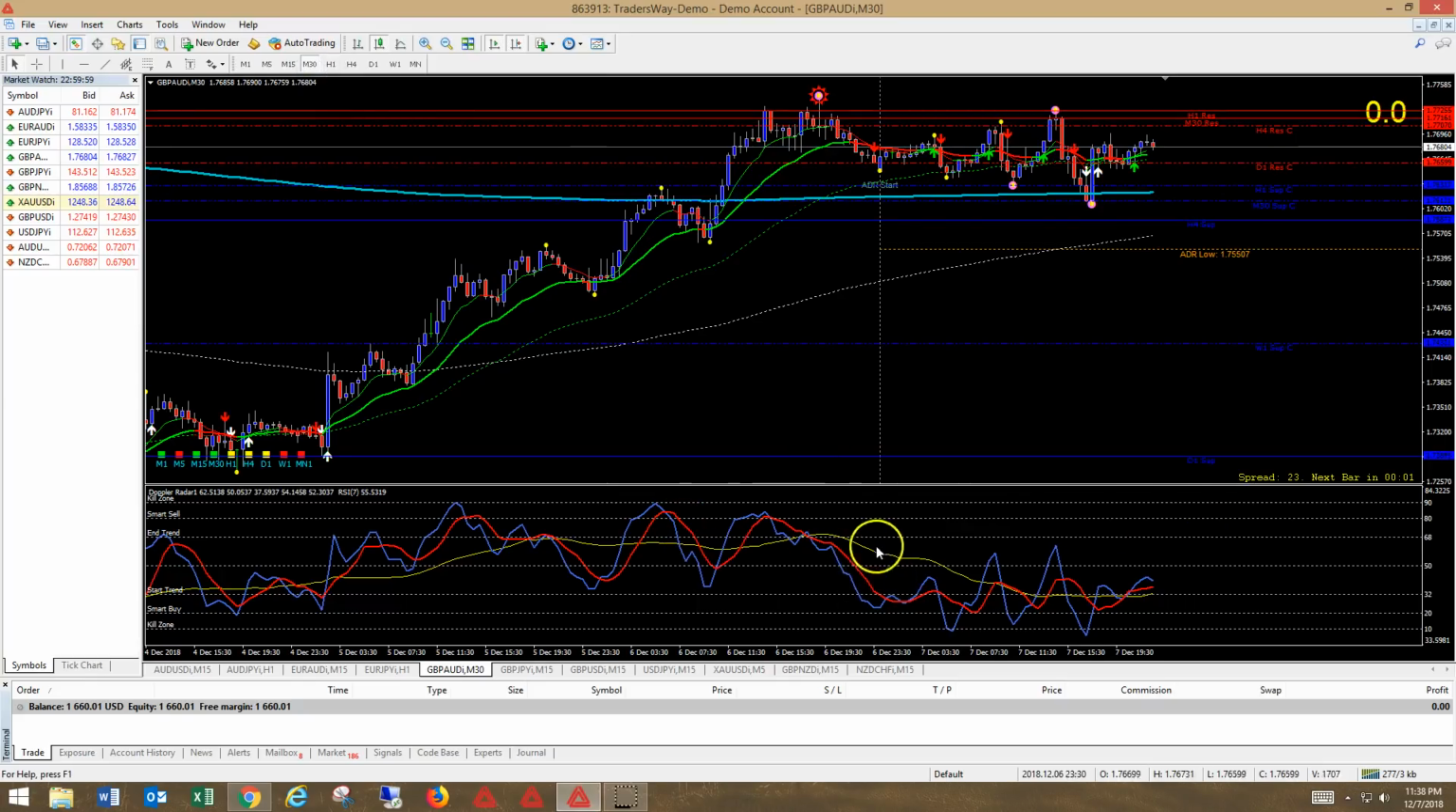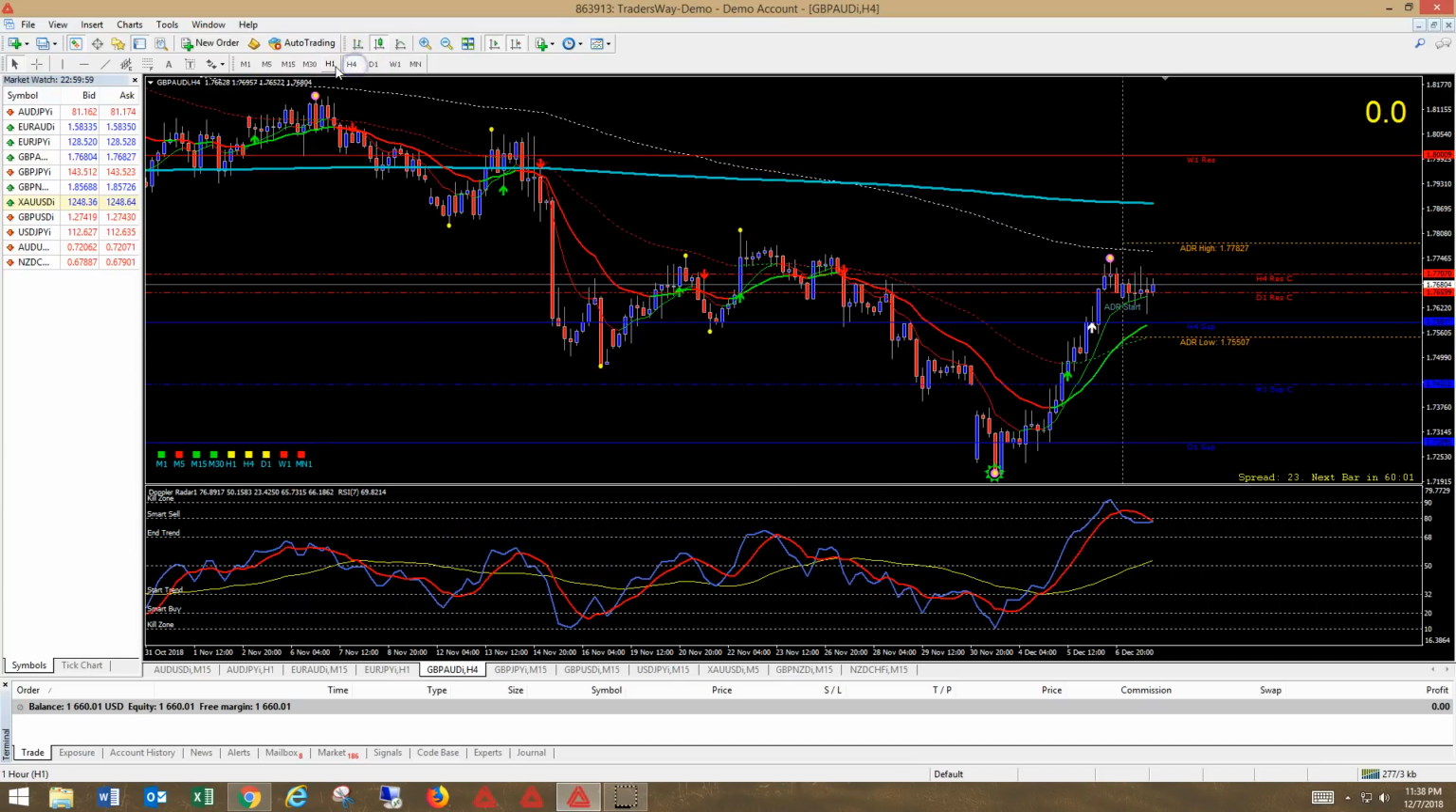Like I said, a lot of times price will just come to this 68 and you can catch a good sale from here, or it might just come to this 32 and you can catch a good buy signal there.